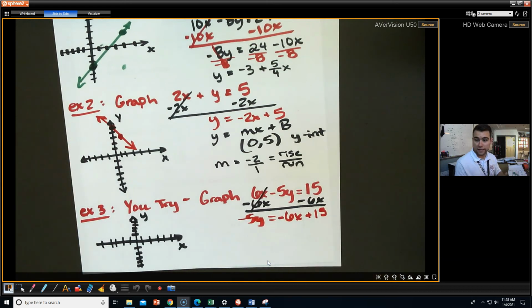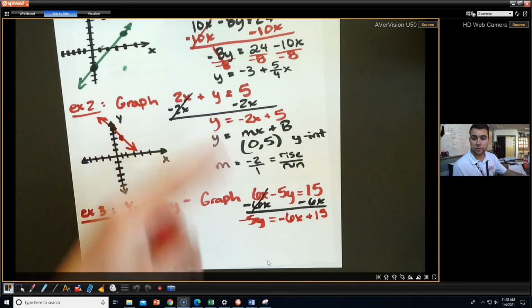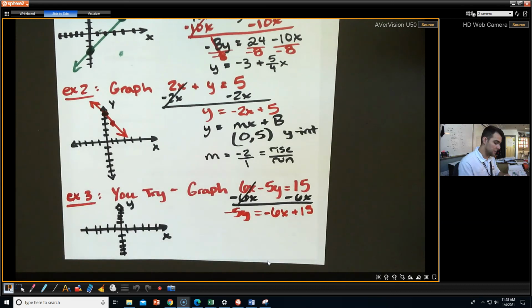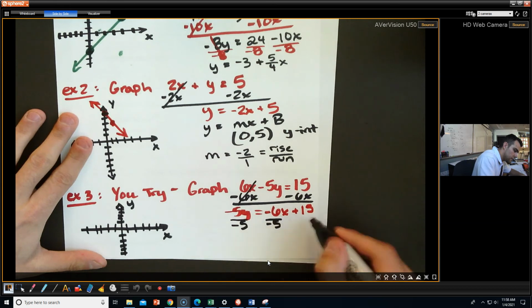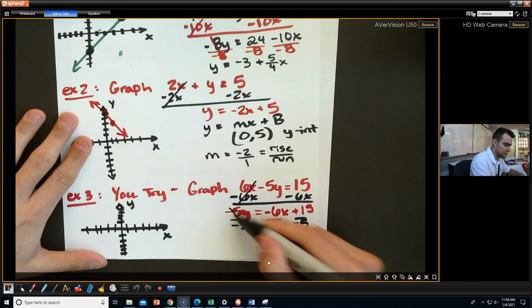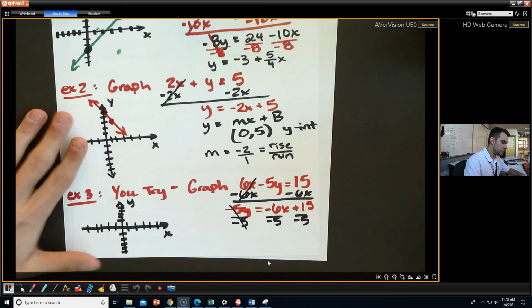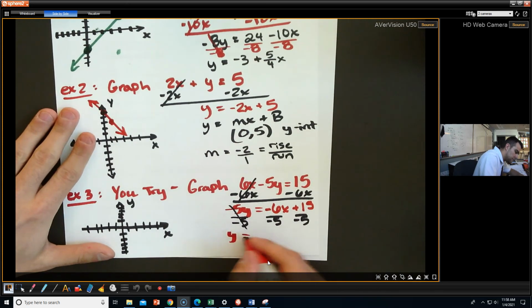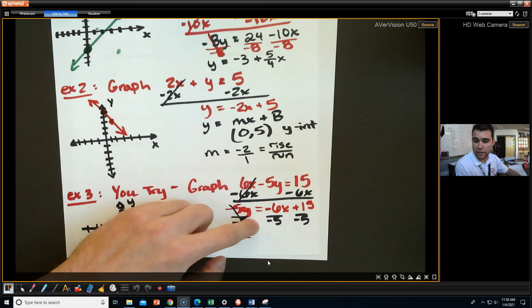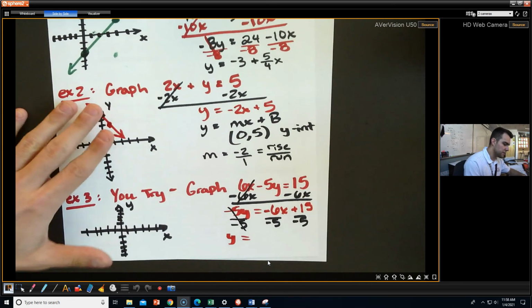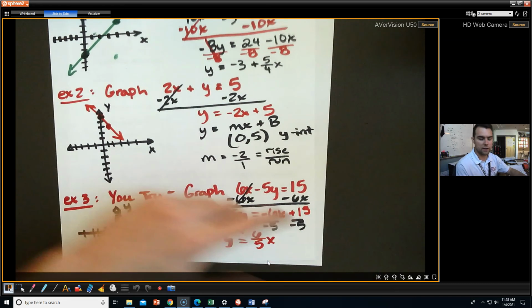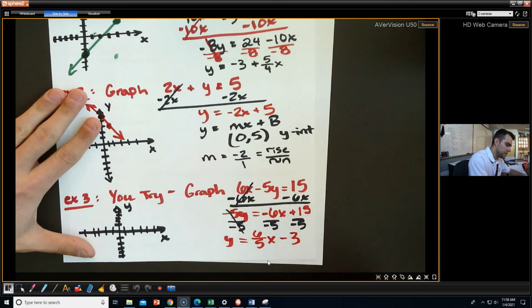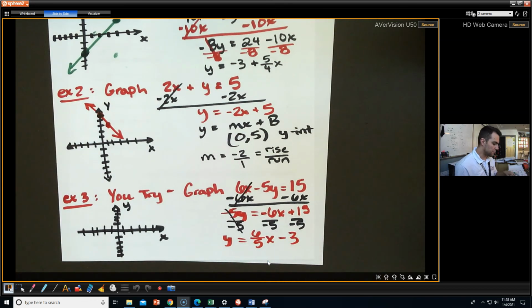Okay. Next thing I've got to do, well, we didn't have to do it in the last one, but this one we definitely had to divide everything by negative 5. What ends up happening is these negative 5's cancel, and I will be left with y equals negative 6 over negative 5. Negative over negative is a positive, and it's 6 over 5. I can't do much with that, so I'm just going to leave it as 6/5 x. But I can do 15 divided by negative 5. That is a negative 3. So y equals 6/5 x minus 3.